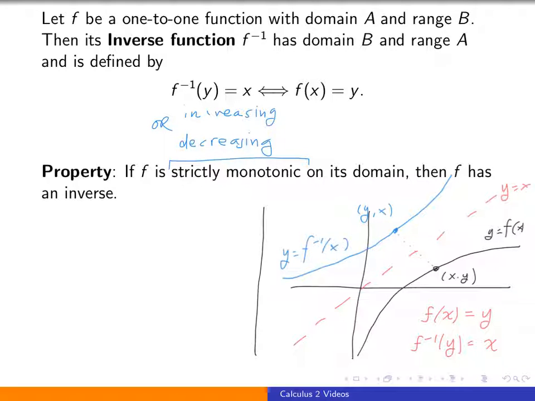Now, from a calculus perspective, remember what increasing would mean is that when you take the derivative of the function, it's always positive. What decreasing means is if you take the derivative of the function, it is always negative. So from a calculus perspective, if the derivative is always positive on the function's domain, then it has an inverse. If the derivative is always negative on the domain, then the function also has an inverse. And let's put this to work for us.